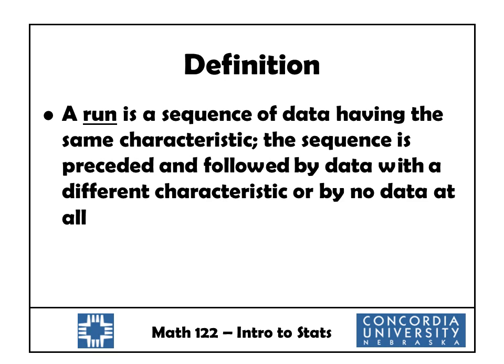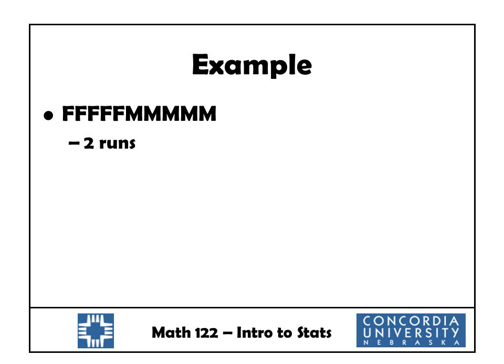The key idea behind this section is the idea of a run. A run is a sequence of data having the same characteristic. The sequence is preceded and followed by data with a different characteristic or by no data at all. Okay. So let's illustrate this definition here with these examples.